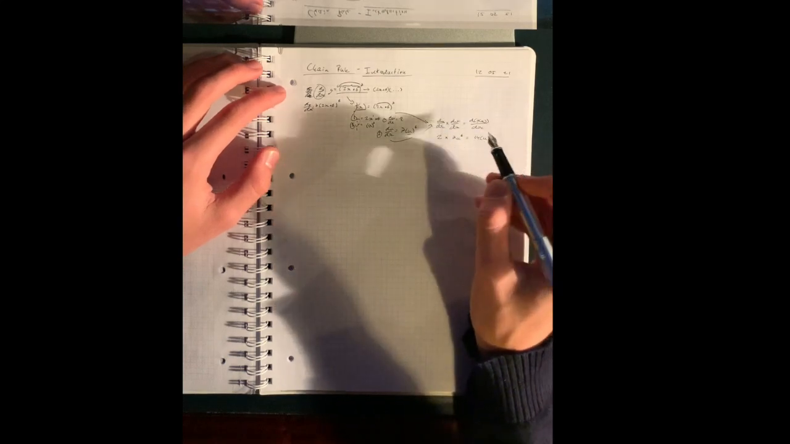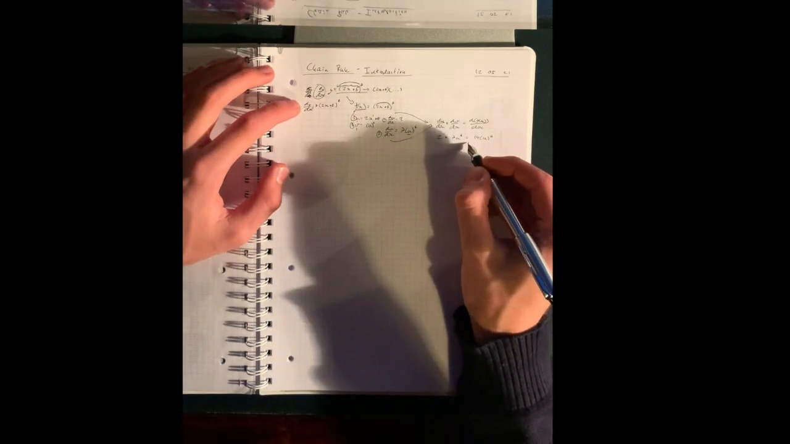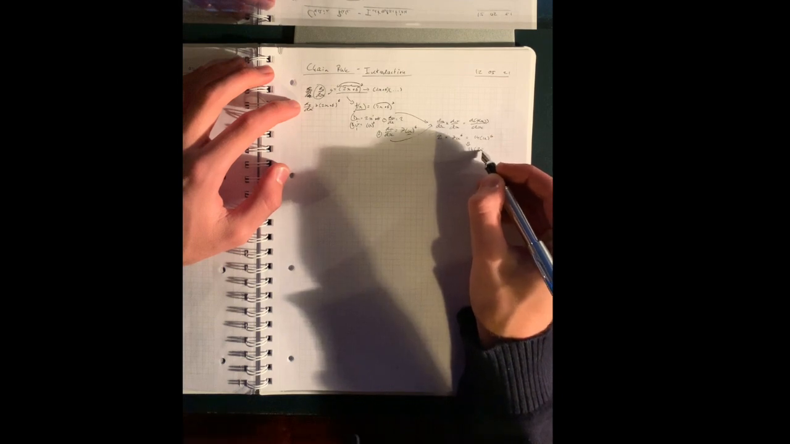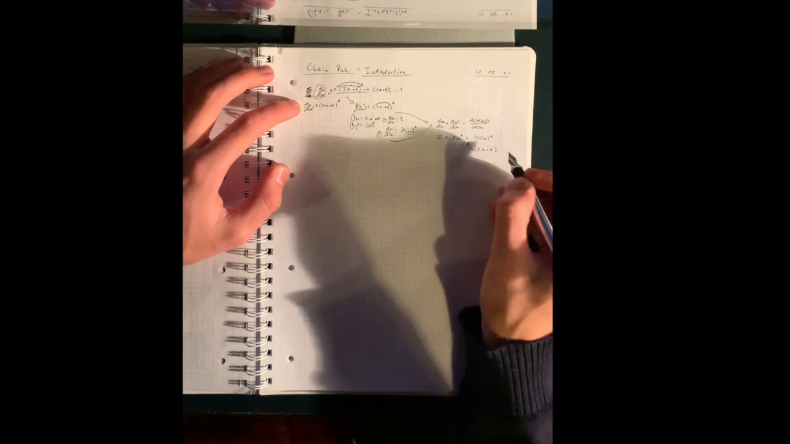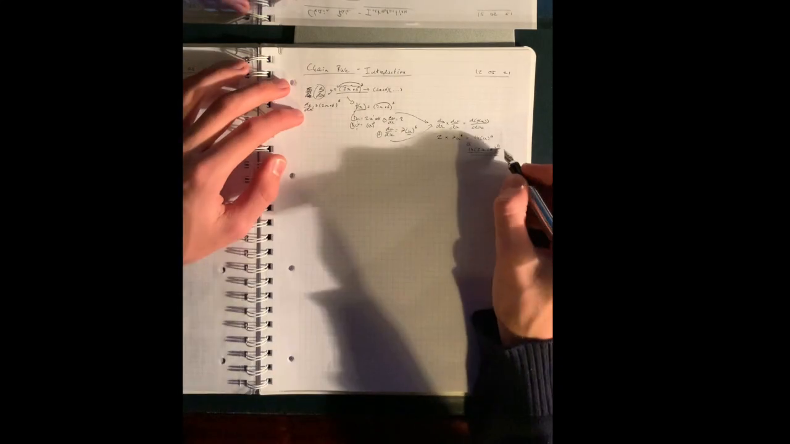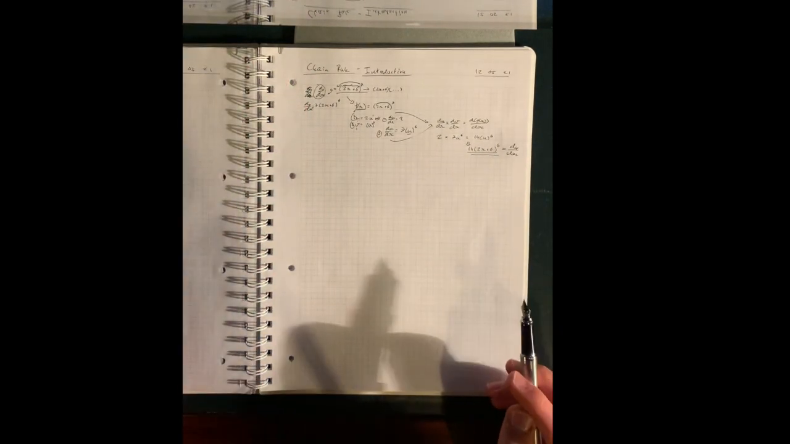Remember what u was. We defined u over here as 2x plus 6. So this just becomes 14 times (2x plus 6) to the 6th power. And that is our differential for f(x). That is the chain rule.